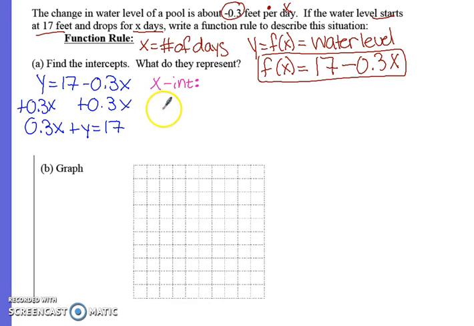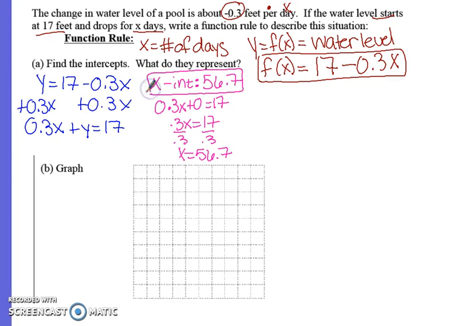My x-intercept, I'm going to plug 0 in for y, so 0.3x plus 0 equals 17. So 0.3x equals 17. Divide by 0.3, and you're going to get that x equals 56.7. Let's find our y-intercept. I'm going to plug 0 in for x. 0.3 times 0 plus y equals 17. Well, this one's nice. y would just equal 17, so my y-intercept is 17.